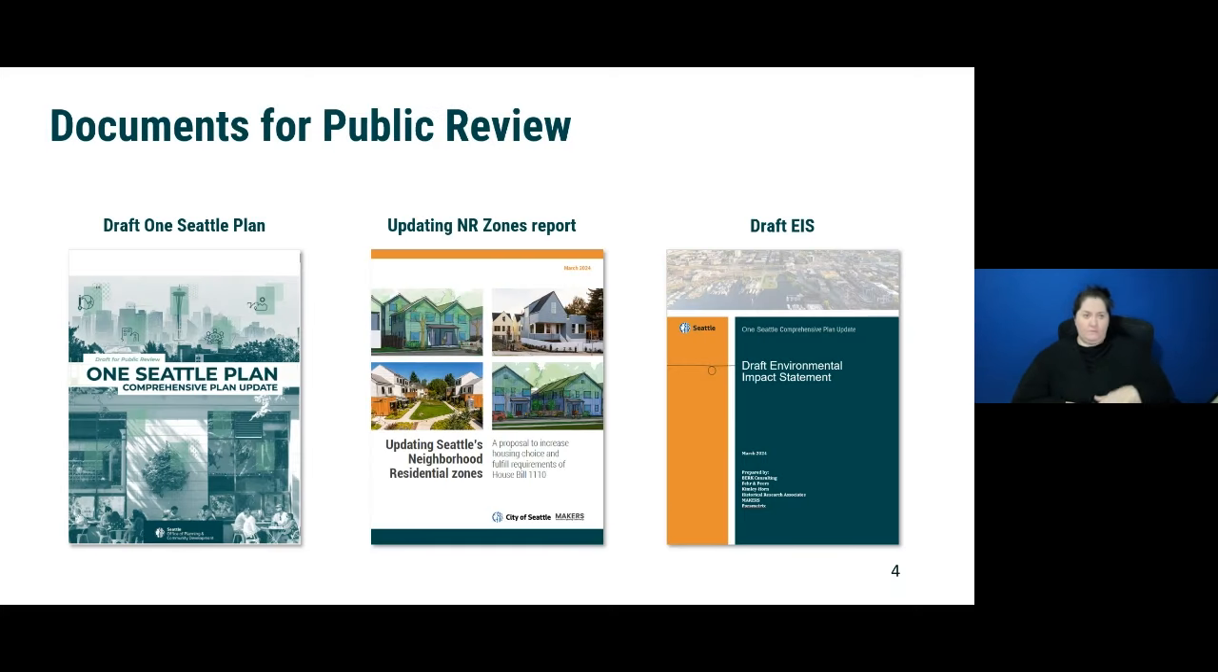So just to summarize, there are three documents that are out for public review and comment: the draft plan itself, the One Seattle Plan, which is the policy document and contains our growth strategy; a report on the future of neighborhood residential zoning to comply with a new state law that requires that we plan for and allow a range of middle housing types. My colleague Brennan will describe what that involves and what that looks like. That is also out for public comment. And then the draft EIS itself.